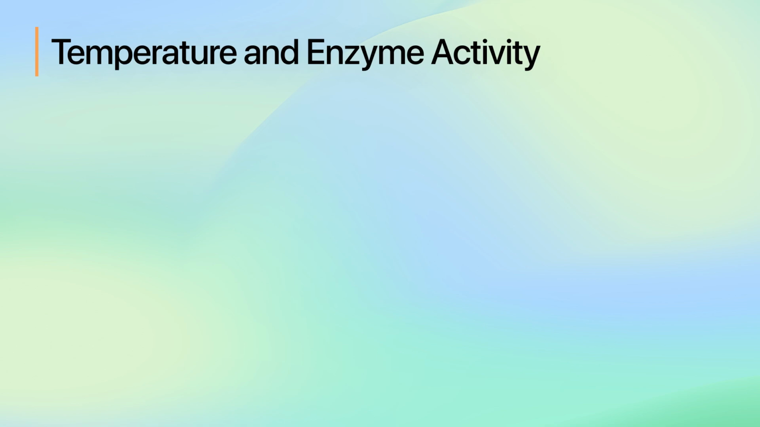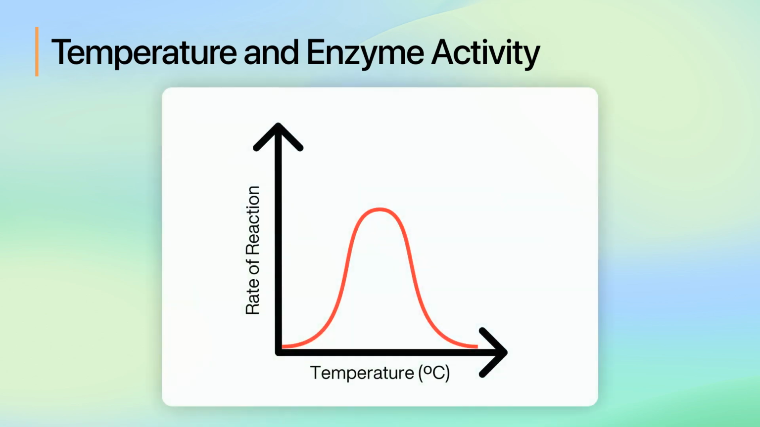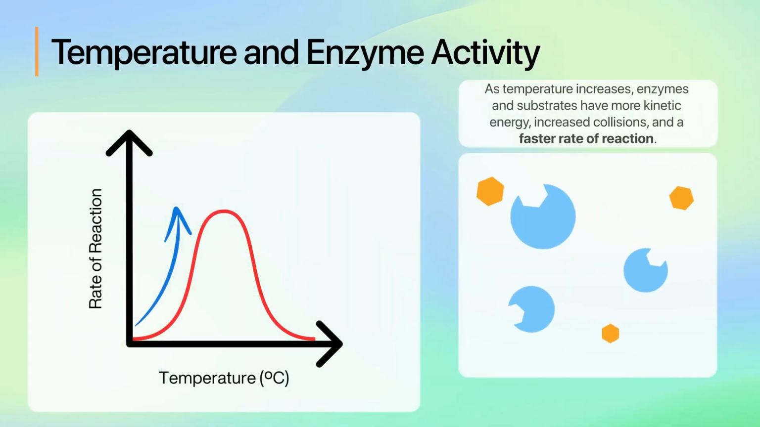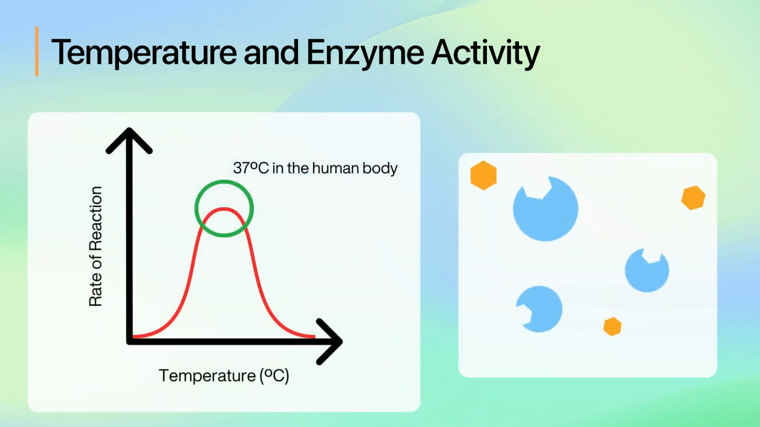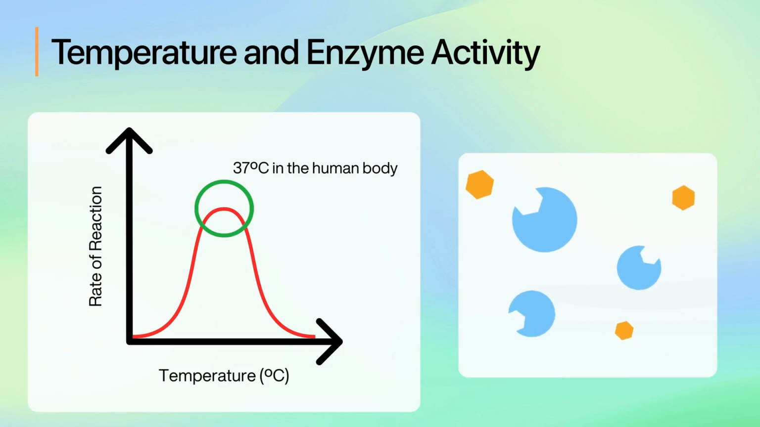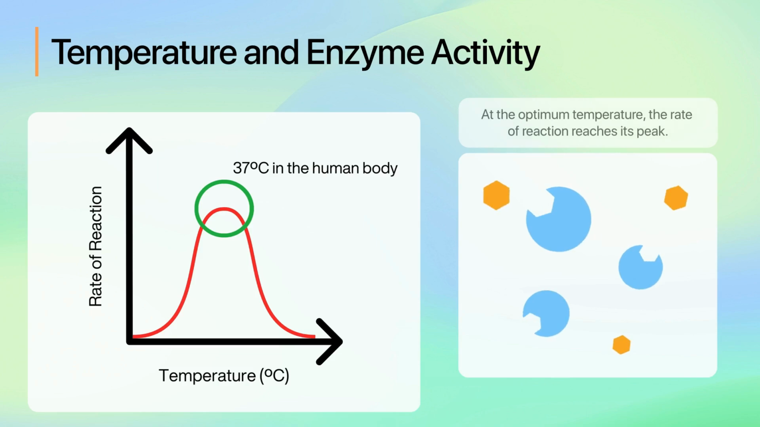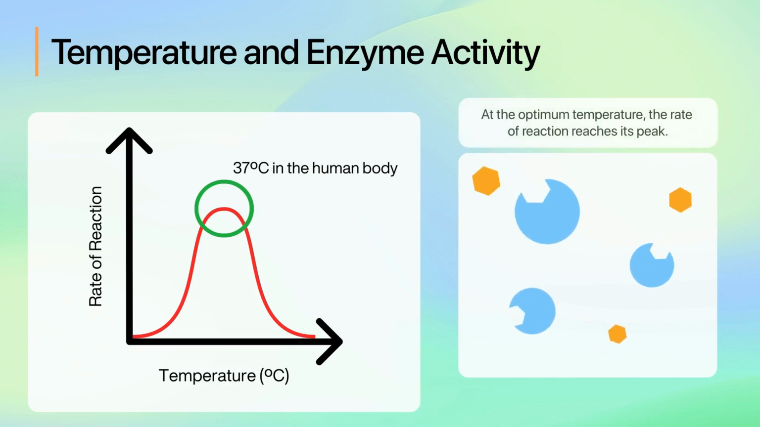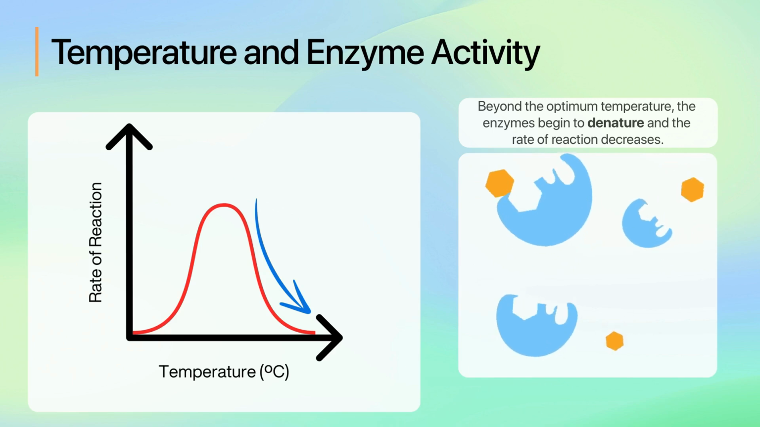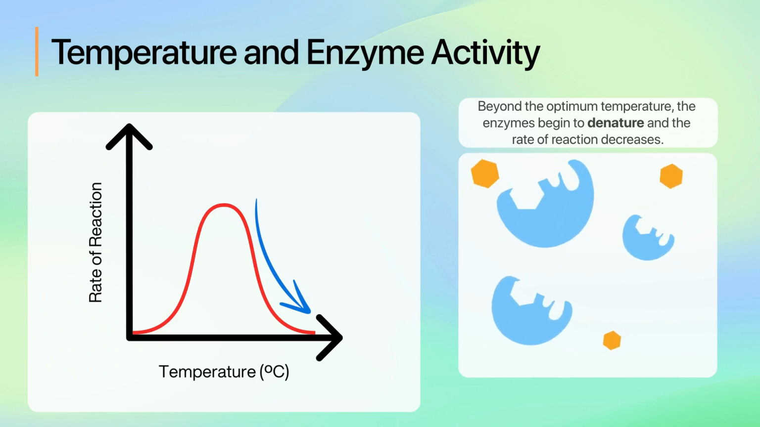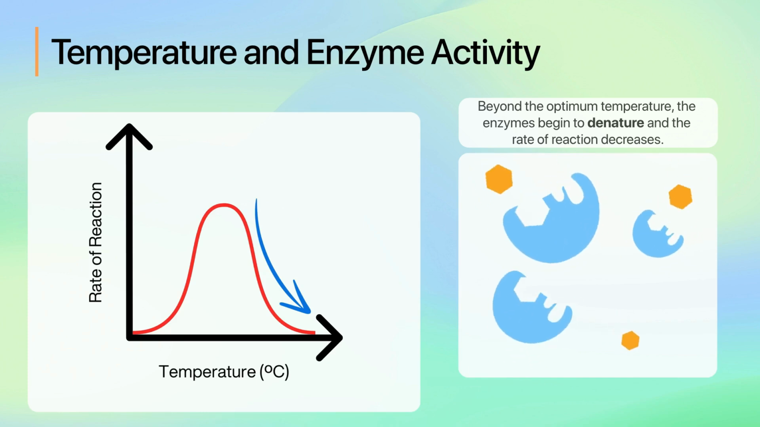We can also visualize the effect of temperature on an enzyme by using a graph that shows the rate of reaction against the temperature. Let's take a closer look at this. As the temperature increases, enzymes and substrates have more kinetic energy, more collisions, and therefore a faster rate of reaction up until an optimum temperature. As we mentioned, this is about 37 degrees in the human body. At this optimum temperature, the rate of reaction reaches its peak. After this optimum temperature, the enzymes begin to denature, meaning that they can no longer bind to the substrate, and therefore the rate of reaction decreases.